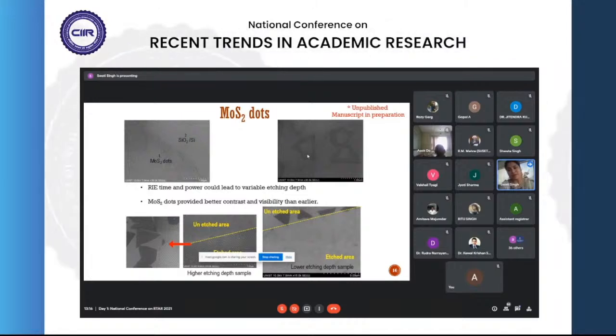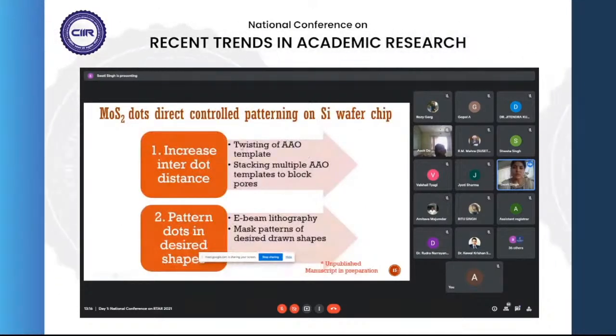To avoid any kind of interactions between the emissions from the two dots. So first I wanted to increase the interdot distance, and that I achieved by stacking two AAOs on top of each other and blocking most of the pores, because the pores on the AAO were very, very dense. And the other thing I wanted to do is try the degree of freedom to pattern the dots in desired shapes and sizes, and that I achieved by doing the E-beam lithography and drawing a mask of desired shapes and then trying to create dots in those shapes.